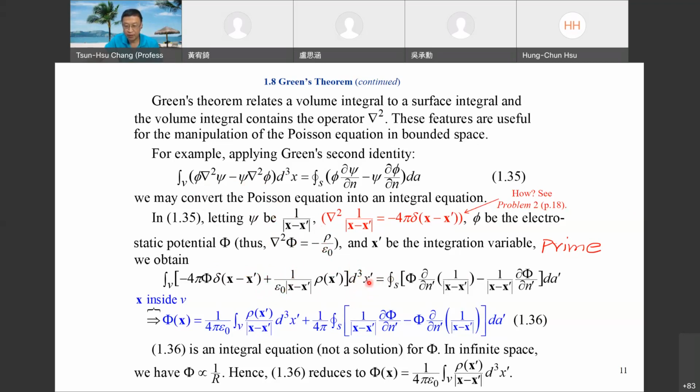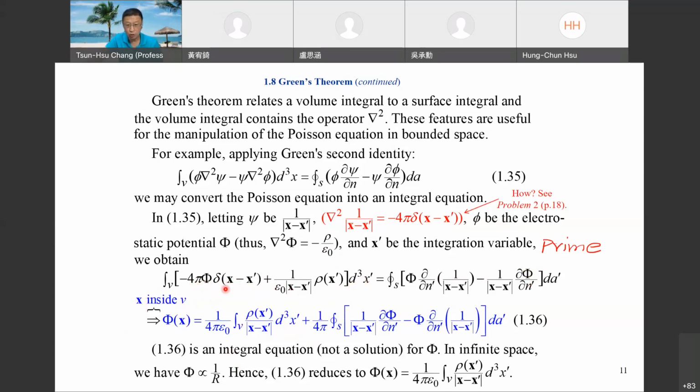d3x prime. This is the volume integral, and the surface integral will be here: phi partial n prime, just shorthand notation, minus this one, partial phi partial n. Okay, if x, the value, the x is inside the volume, then this one will be delta function.